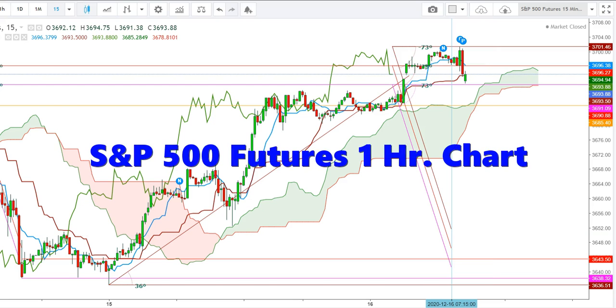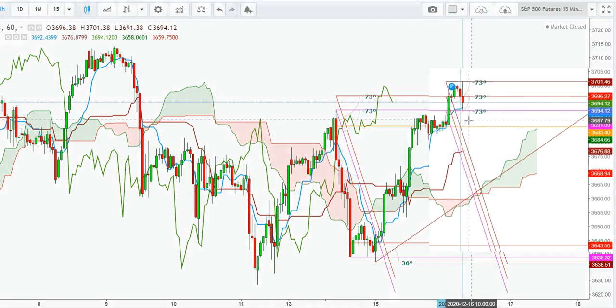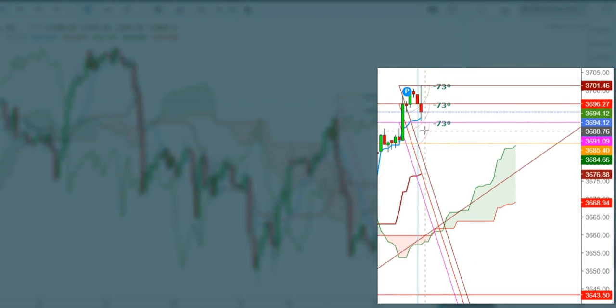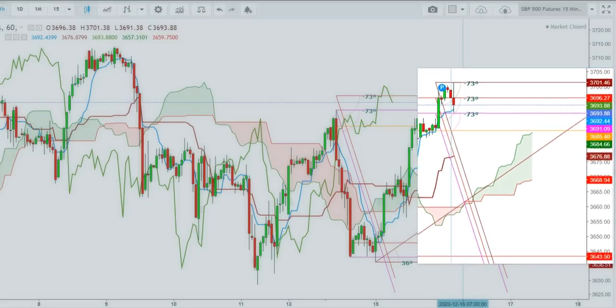So friends, now let's check this move in an hourly time frame. Here in an hourly time frame, you can see that the S&P 500 futures have formed an exhaustive candle, where I find that if the S&P 500 futures reach the immediate support of 3690, a sustained move below the immediate support of 3691 could keep this downtrend intact. The next support can be seen at the levels of 3685.